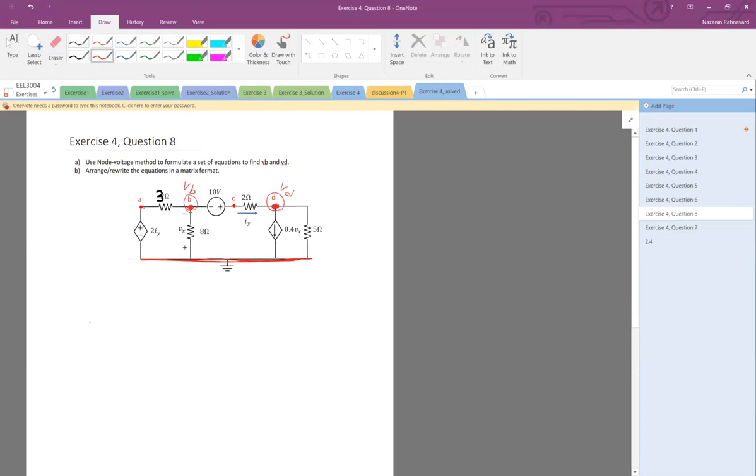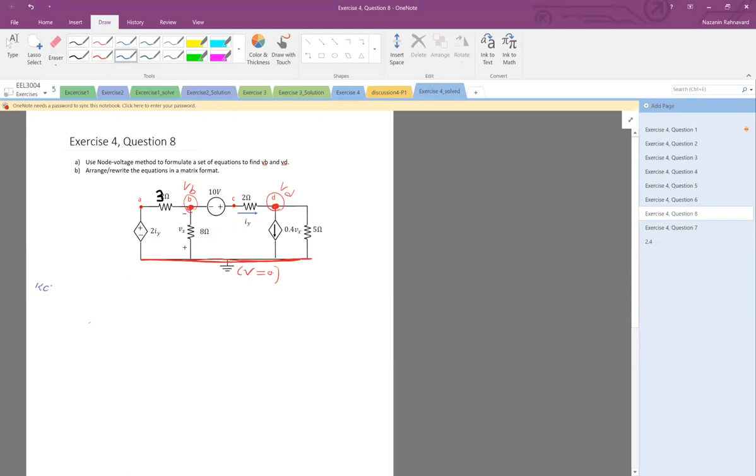Look here, node A is not an essential node because it has only two connections, and node C is also not an essential node because it has only two connections. So you don't have to write any KCL for A and C. The only KCL that you have to write is for VB and VD, and this reference node's voltage is 0. So let's start with writing the KCL on VB and VD.